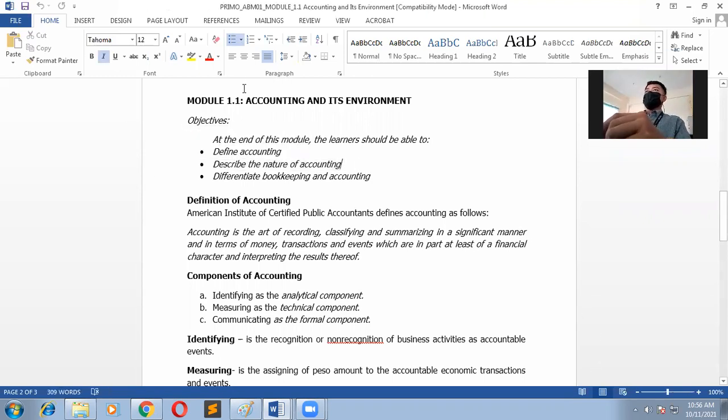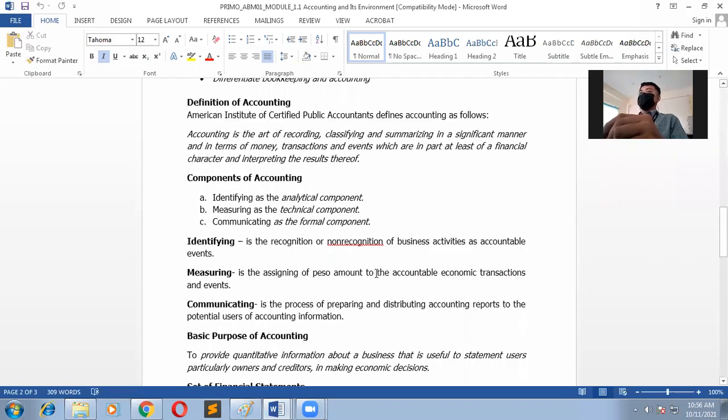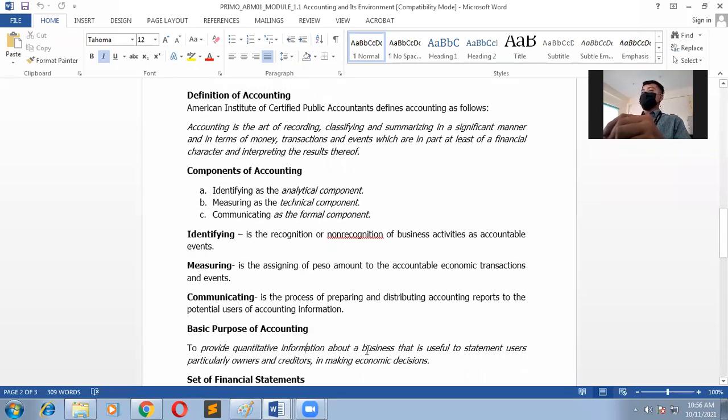So let's continue. In our accounting environment, we have defined what accounting is, and we have known that accounting is an art of classifying and summarizing, in a significant manner and in terms of money, transactions and events which are of a financial character, and interpreting the results. Meaning, accounting's purpose is to provide quantitative information about the business. So, ibig sabihin, nagpro-provide po ng informasyon patungkol sa business ang accounting para po sa paggawa ng economic decisions ng mga users, ng mga manggagamit.